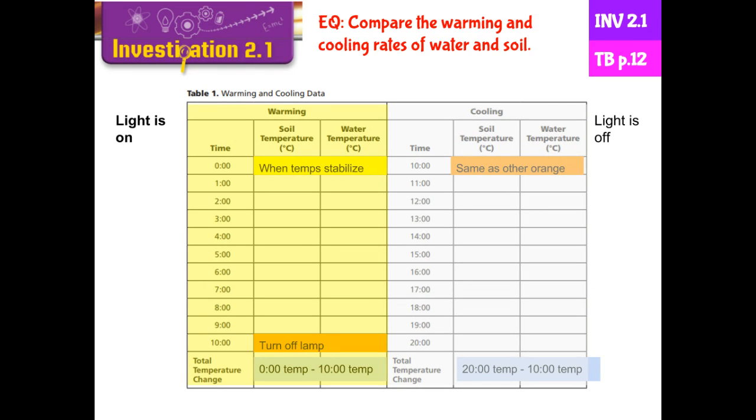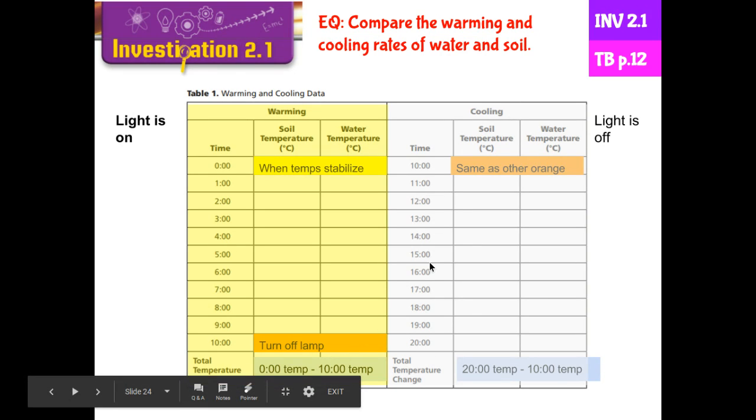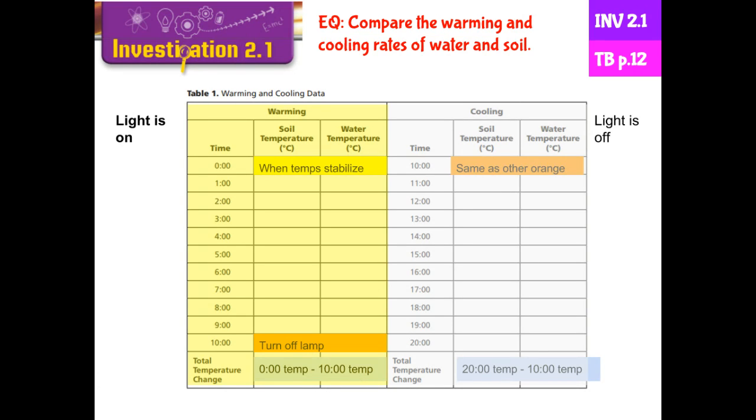This is what the data table looks like. Just want to review. The left side will be when you're warming the soil and water. Time 0 is when the temperature actually stabilizes. And then we'll take the temperature every minute until 10 minutes when you turn off the lamp. And then that number there will get written up here. It's the same time. It's 10 minutes. And then you'll turn off the light, and then it will cool for 10 minutes.